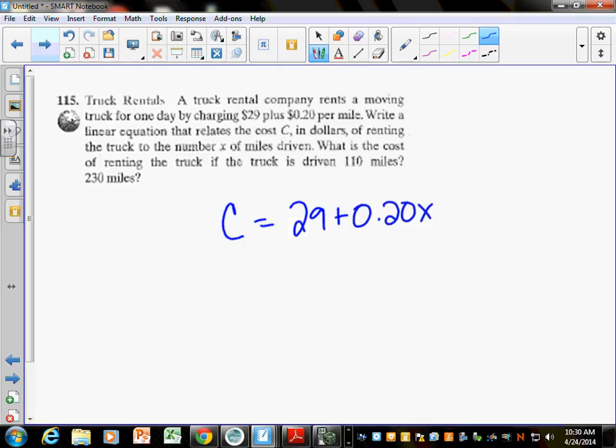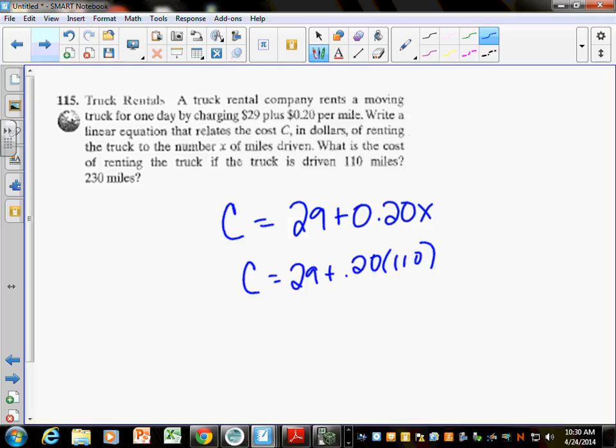Sometimes on your test, they just ask you to write the equation and not do anything, but sometimes they could ask you to solve for something too. This one says, what is the cost of renting the truck if you drive it 110 miles? Where would you plug 110 in? Yeah, because that's miles. So that would be 29 plus 0.20 times 110.